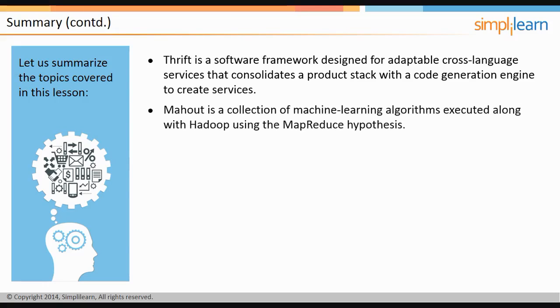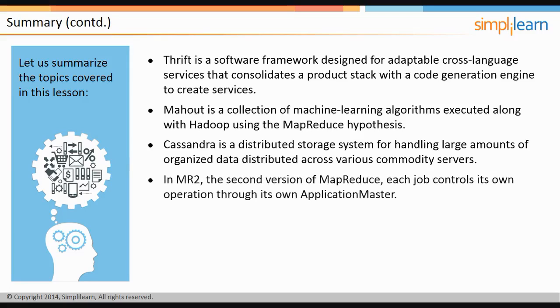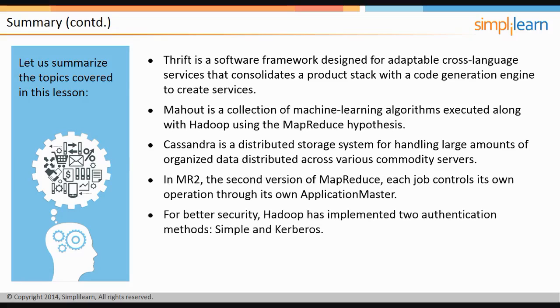Mahout is a collection of machine learning algorithms executed along with Hadoop using the MapReduce paradigm. Cassandra is a distributed storage system for handling large amounts of structured data distributed across various commodity servers. In MR2, the second version of MapReduce, each job controls its own operation through its own application master. For better security, Hadoop has implemented two authentication methods, Simple and Kerberos.